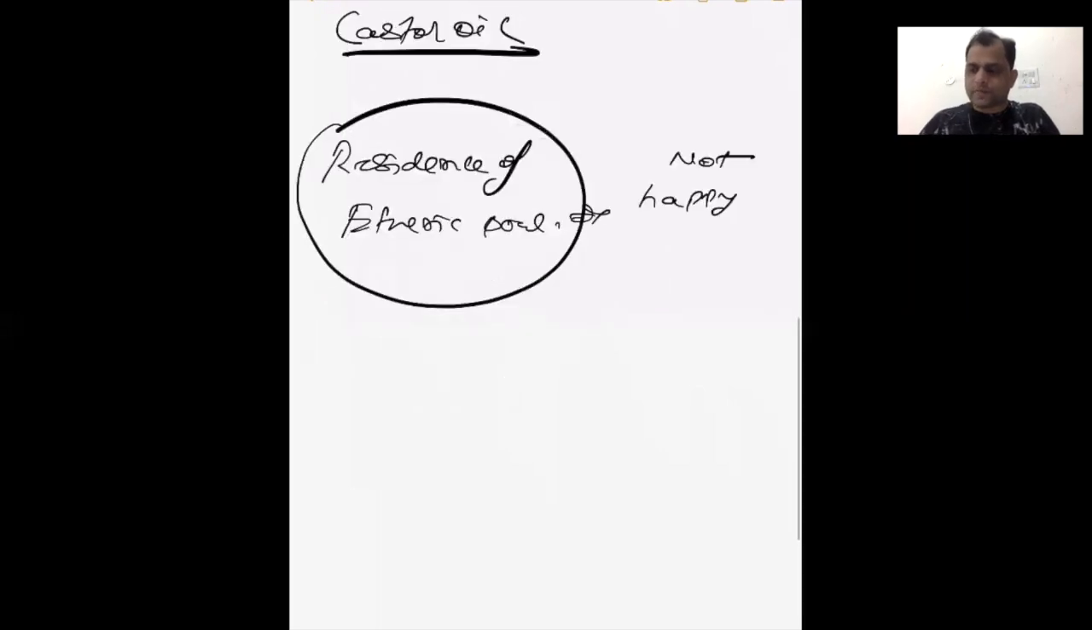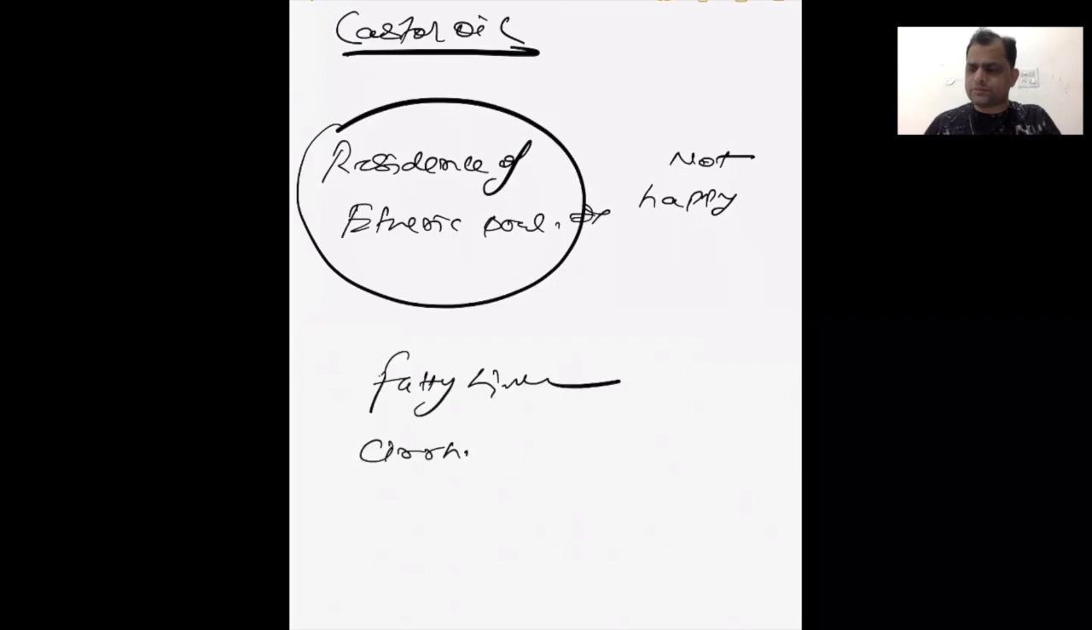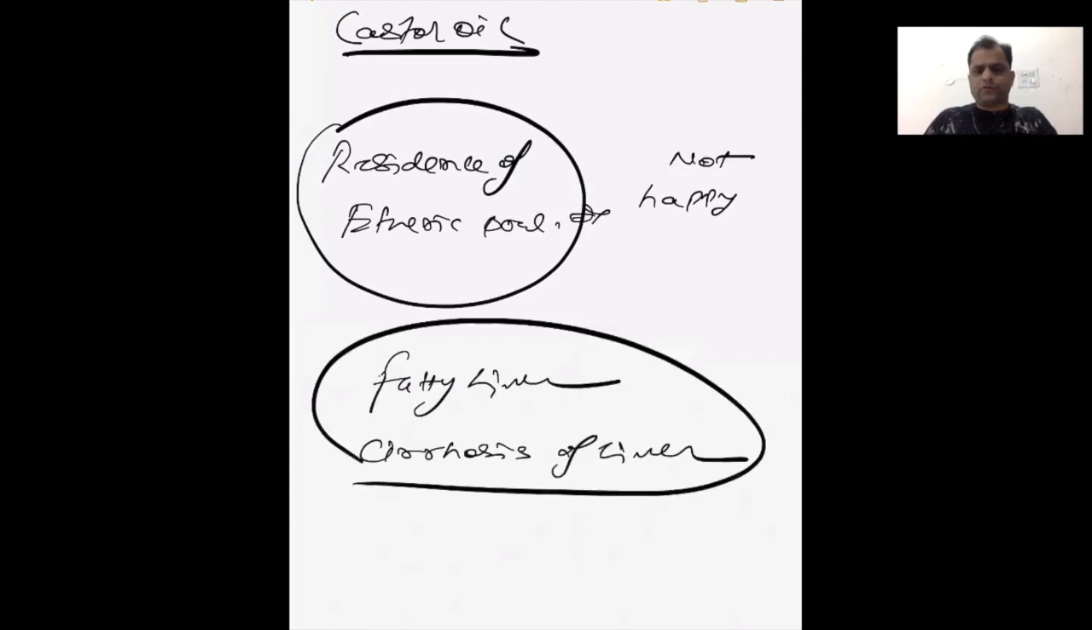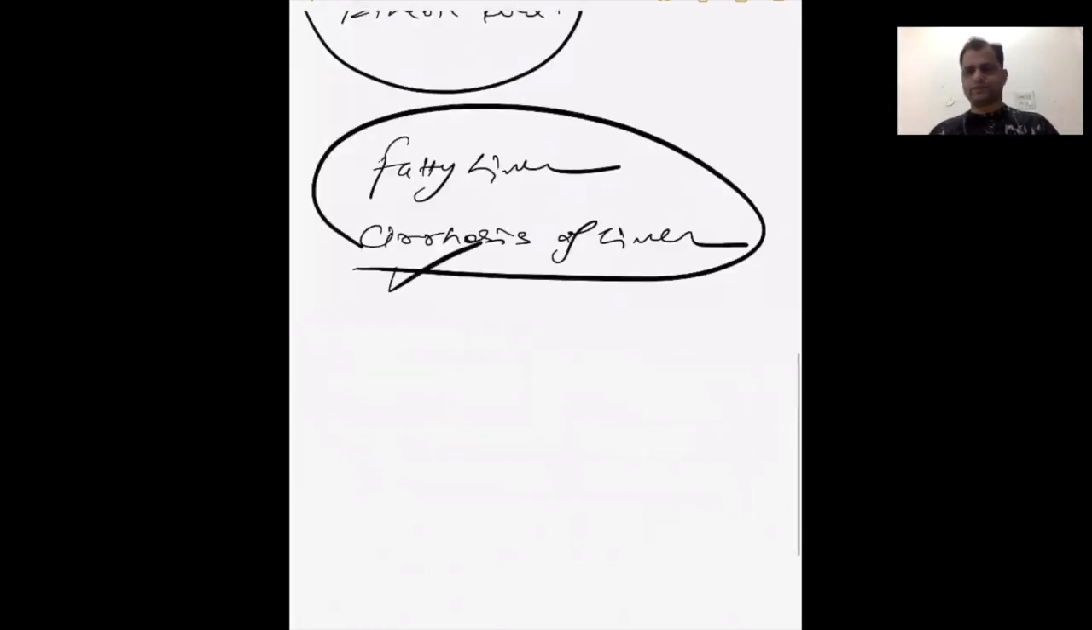Nowadays this is a very common disease: fatty liver, which then becomes cirrhosis of the liver. One patient came for treatment. He was suffering with cirrhosis of the liver. Then slowly, along with cirrhosis of the liver, he suffered with ascites.